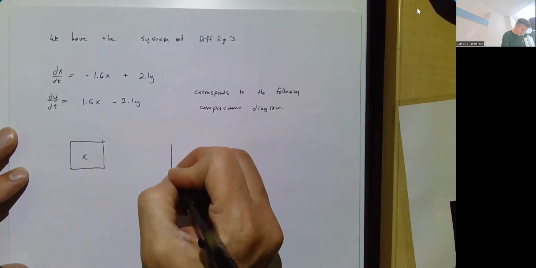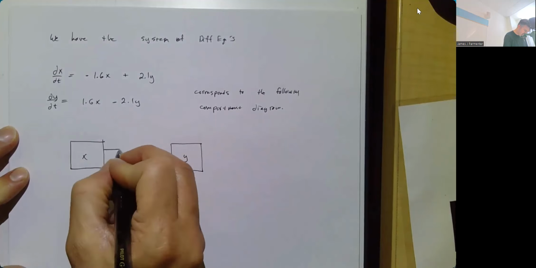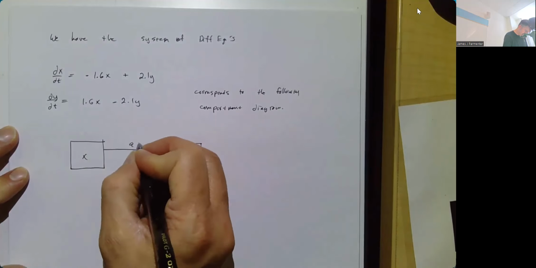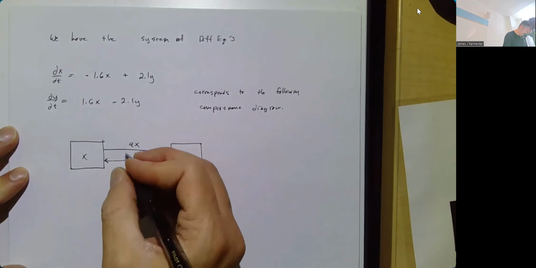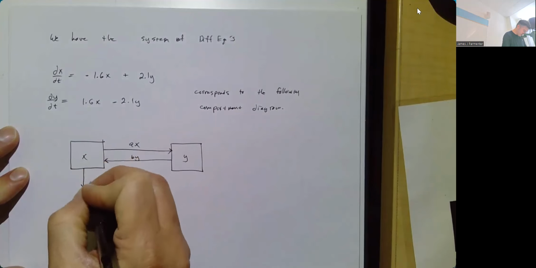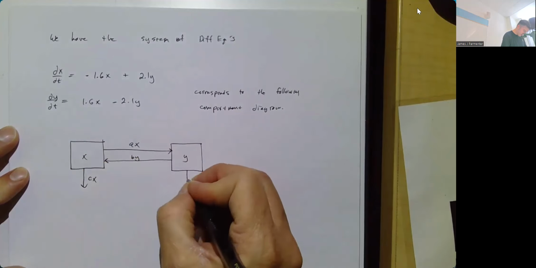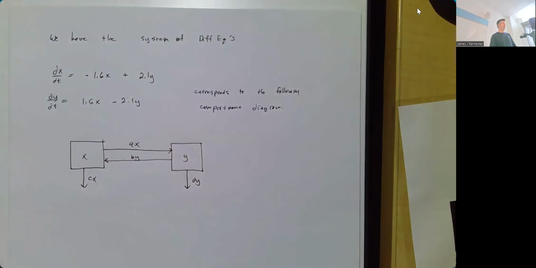X, Y, and you have something coming out of X. You have A times X going into Y. You have something coming out of Y, B times Y going to X. And then you also have something coming out of X, so C times X, and something coming out of Y, so D times Y. And our job is to find out what A, B, C, and D are.